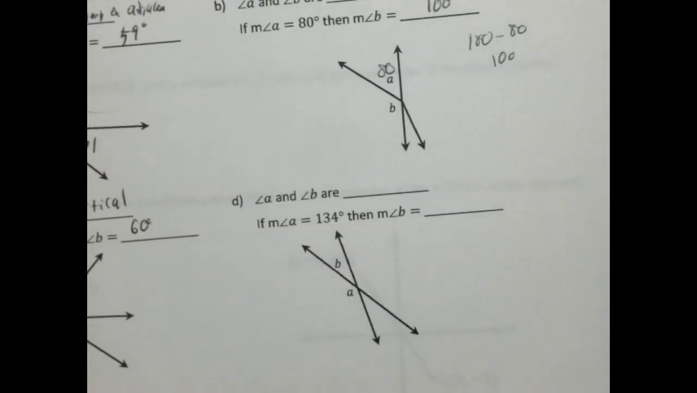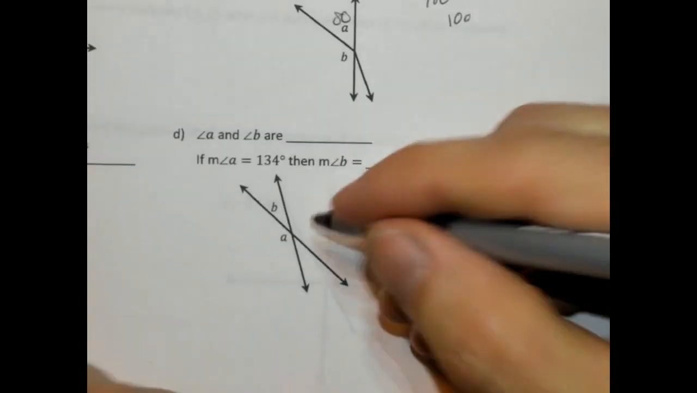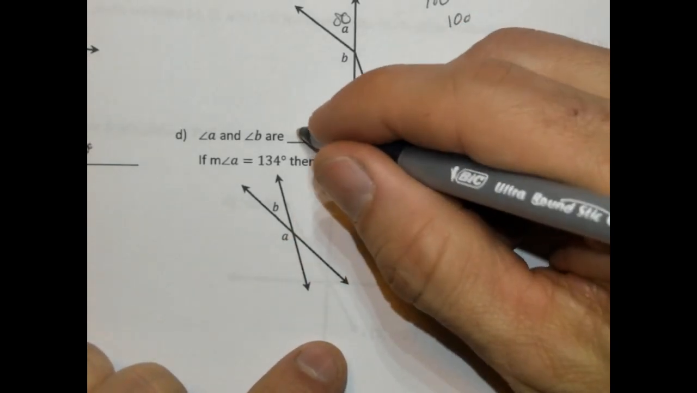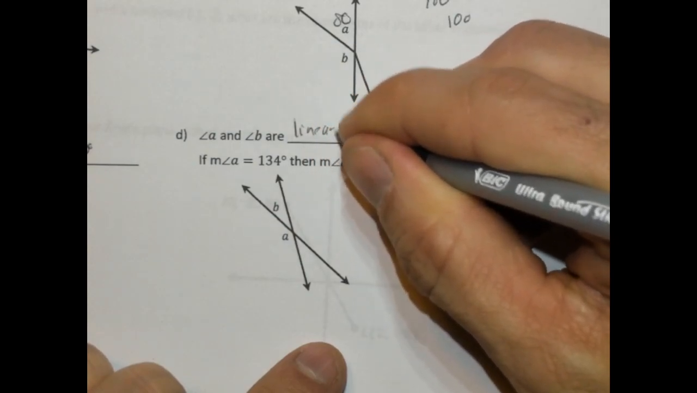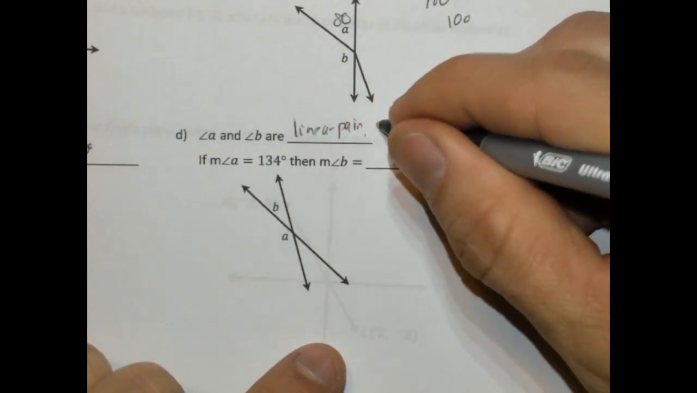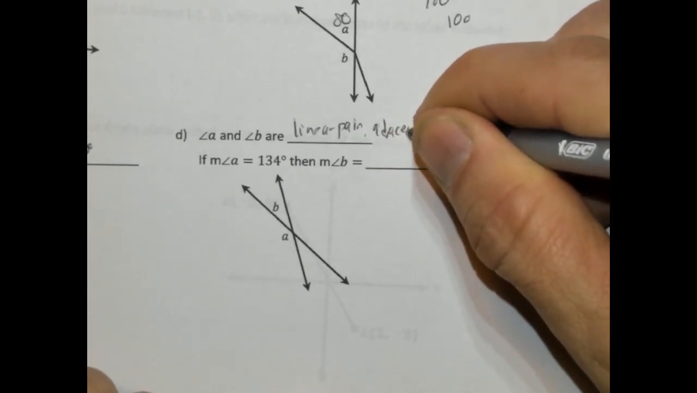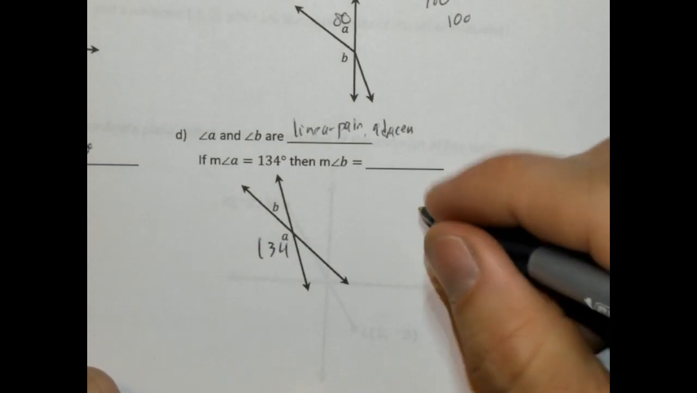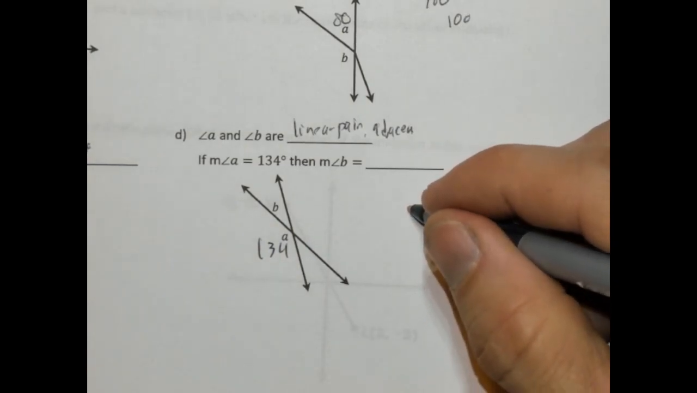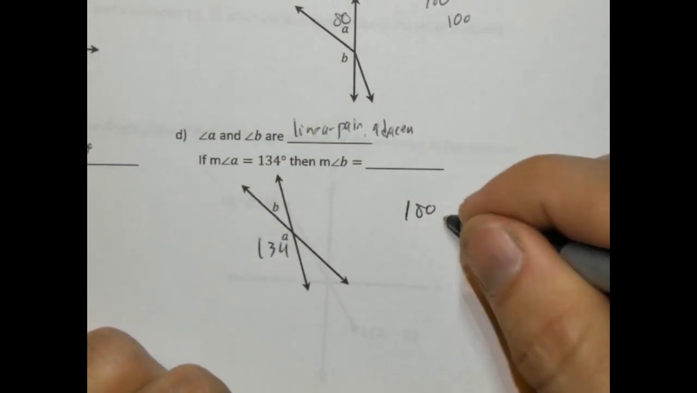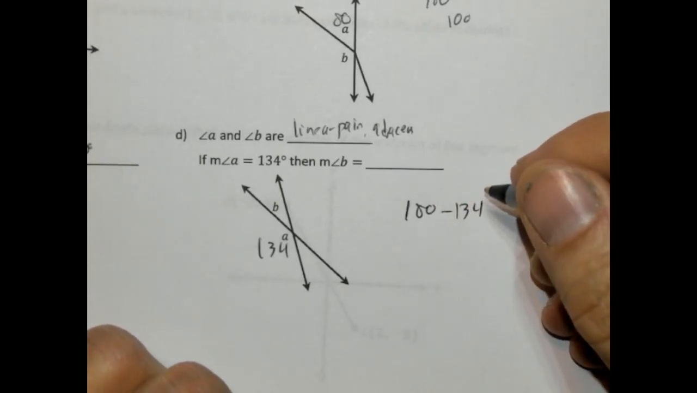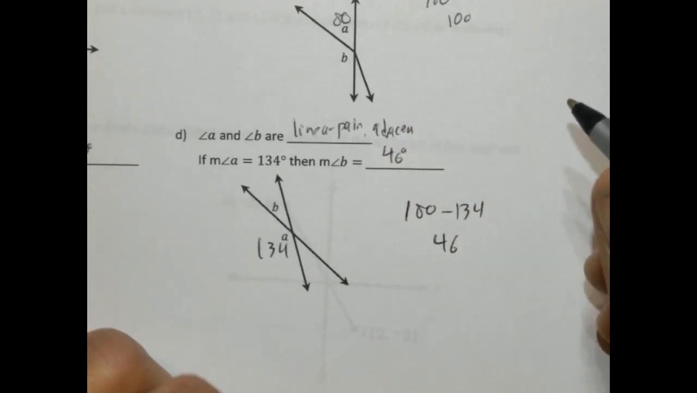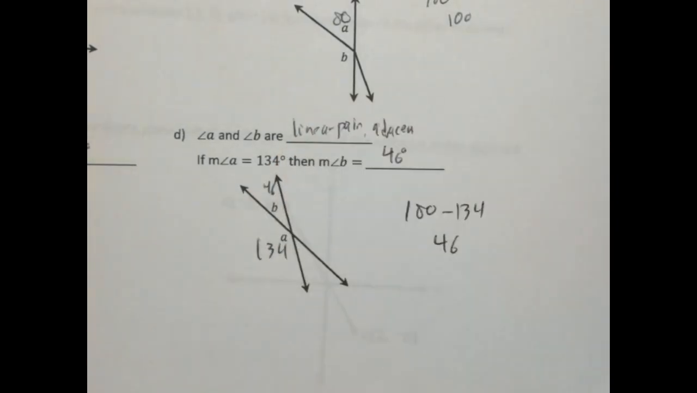Okay. A, B are adjacent and a linear pair. So A is 134. So they're supplementary because linear pairs are supplementary. So 180 minus 134 is 46, I believe. Yeah, 46 degrees. It's 46. Okay.